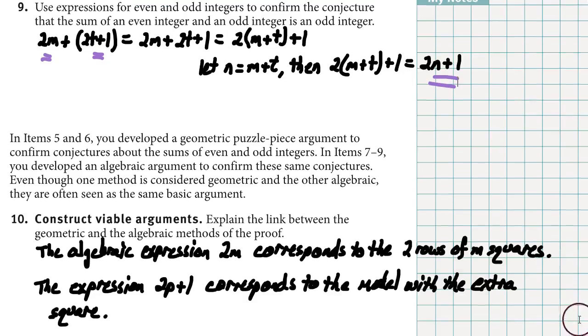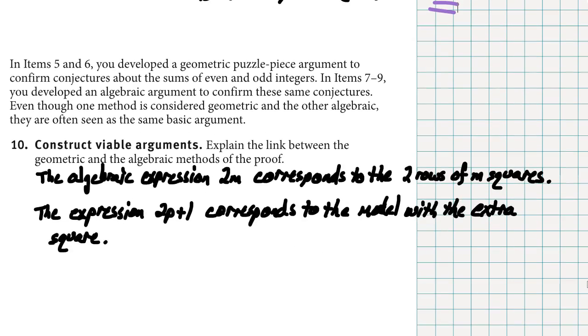In items 5 and 6, we developed a geometric puzzle piece argument to confirm conjectures. And then we did an algebraic argument. Even though one method is geometric and the other is algebraic, they're both often seen as the same argument. Number 10, explain the link between the two methods of proof. So one way to answer that would be like this.